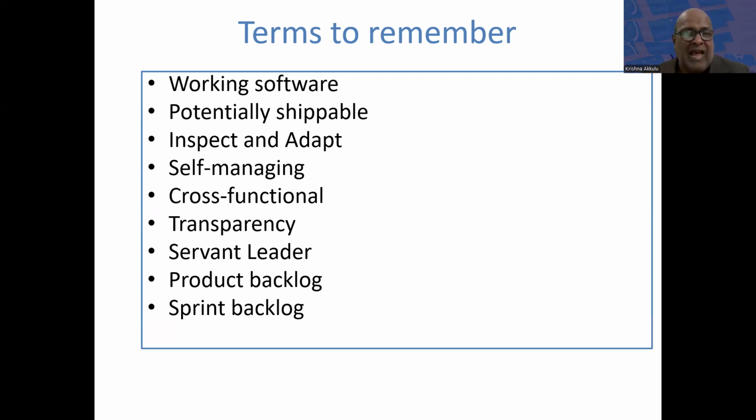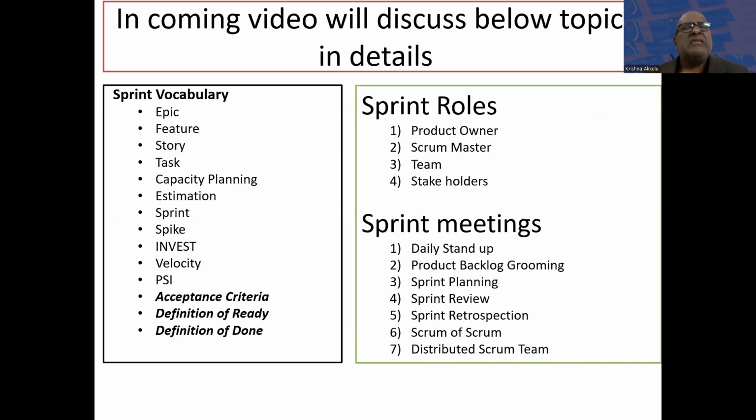So transparency: everyone is talking about acceptance criteria, and everyone knows the end product or the story, what we are supposed to achieve. There's no ambiguity. Servant leader, we talked about this: the Scrum Master is called a servant leader. Product backlog, in our language, is a master database, and sprint backlog is the stories we pick for the sprint. These are some of the vocabulary we talk about.